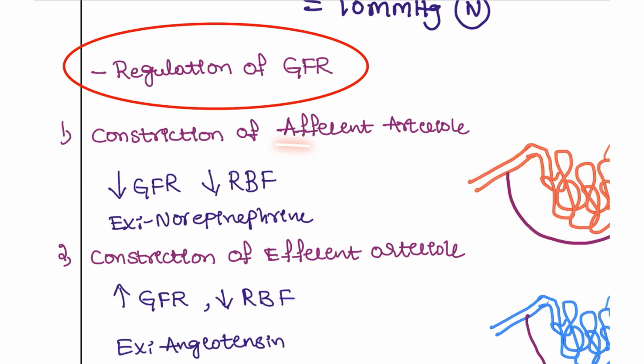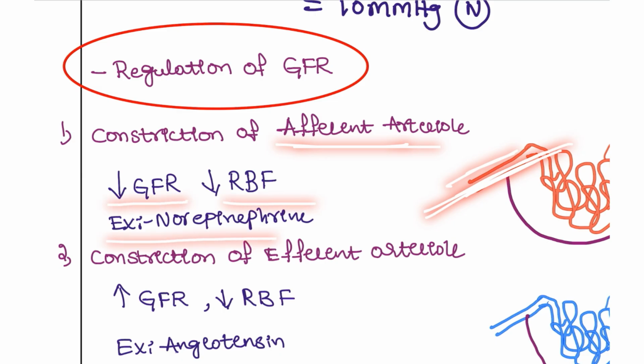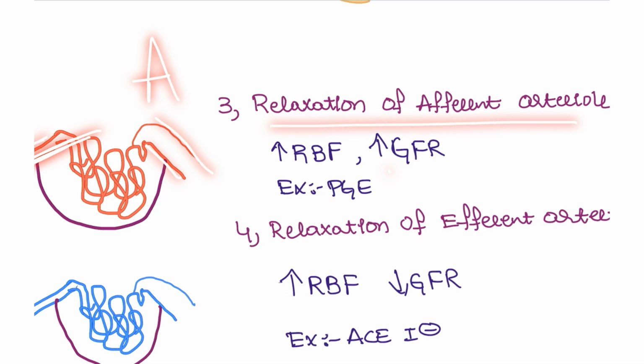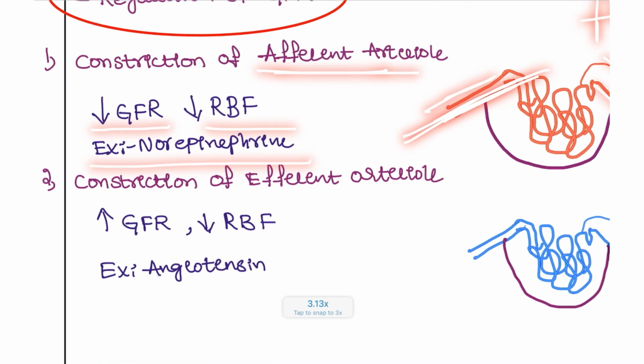So if the efferent arterioles are constricted, what happens? No blood will be going here, right? So the glomerular filtration will be decreased and renal blood flow also decreased, seen with the example of the norepinephrine. Let's see if I dilated the efferent arterioles. If I dilated, that will increase the renal blood flow and also GFR will be increased, seen in the prostaglandins.